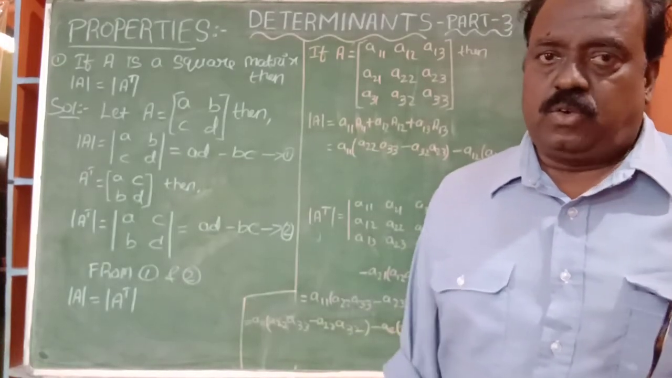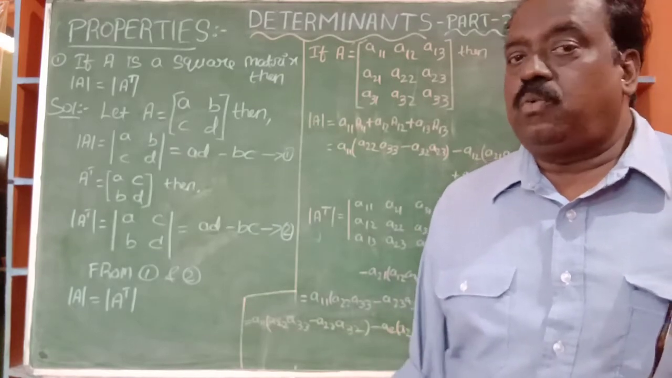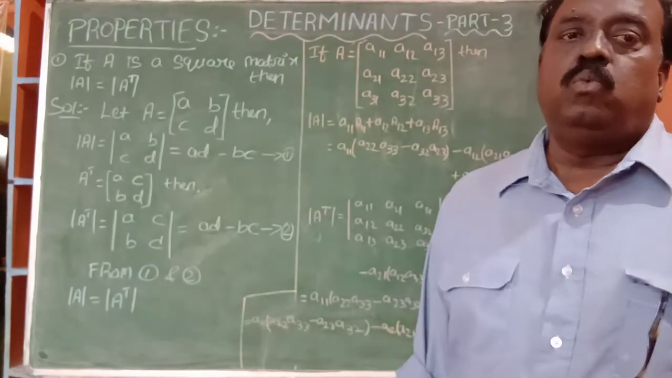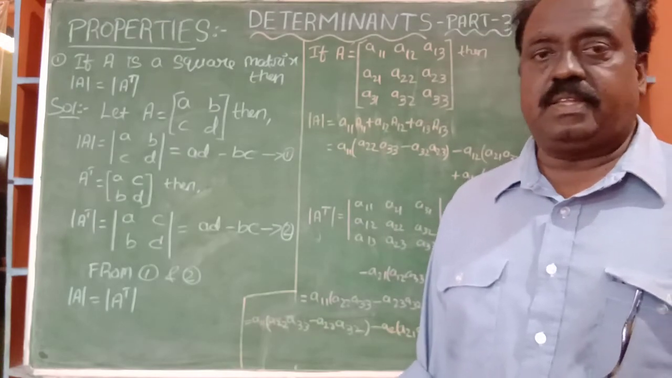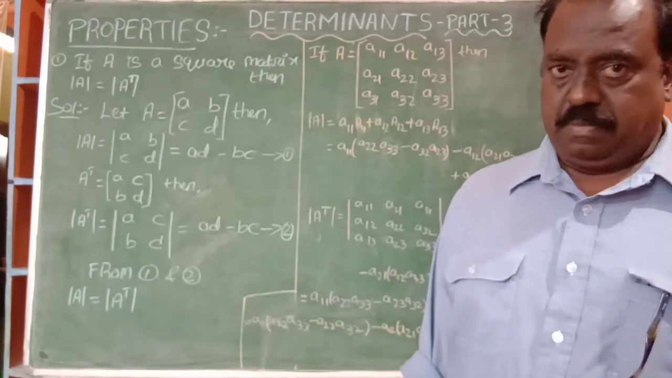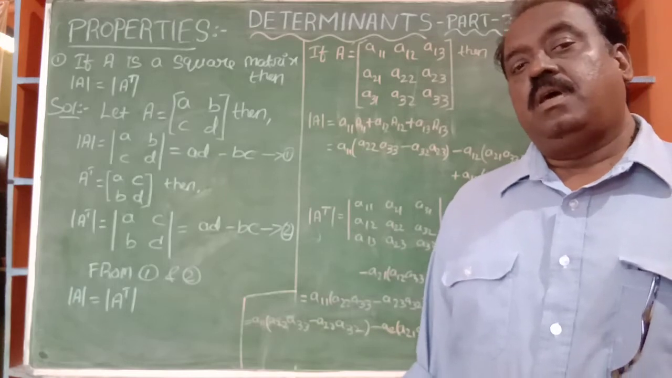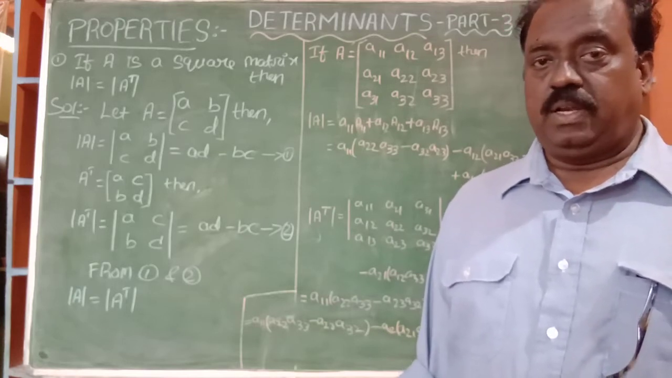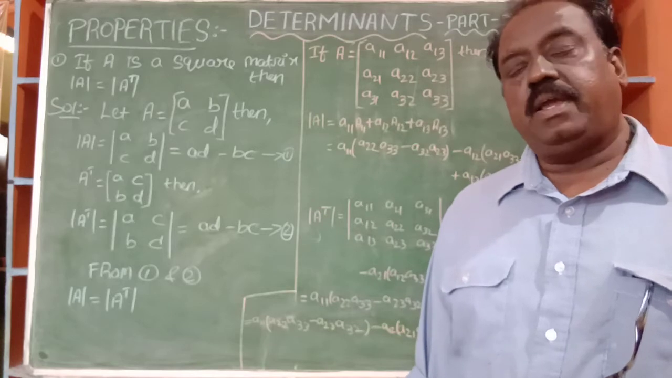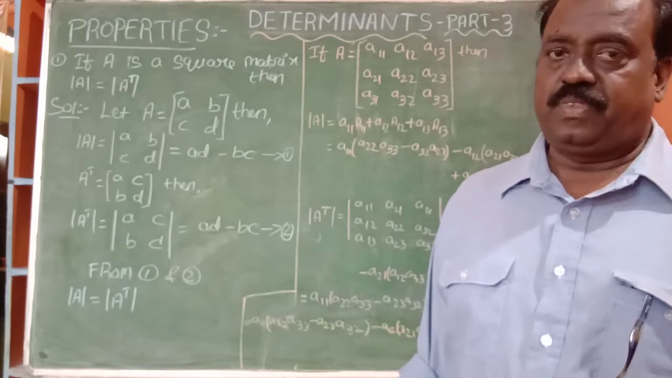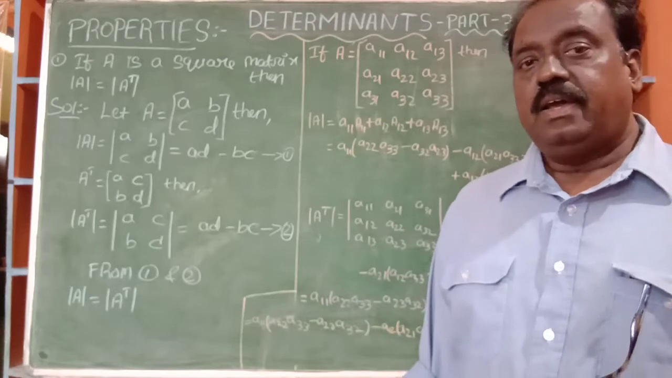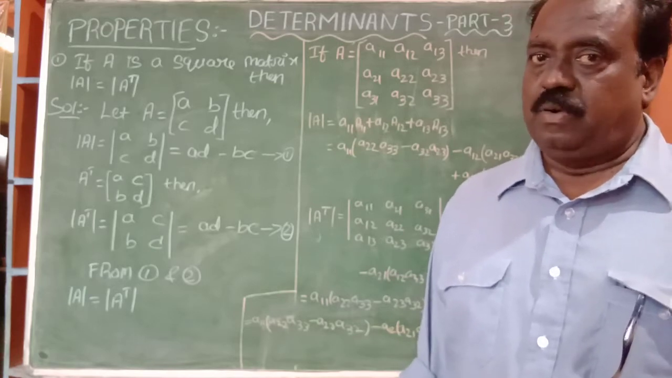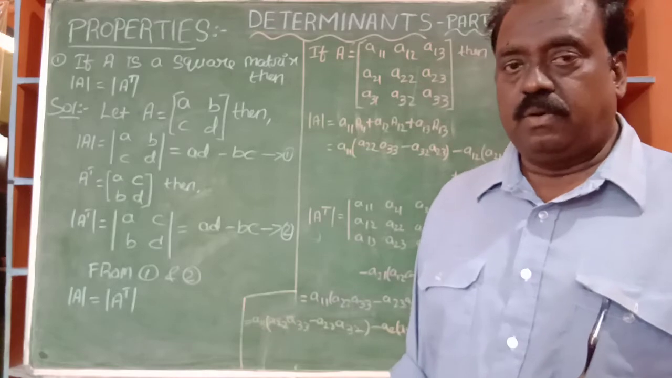In the previous two parts, that is determinant 1 and determinant 2, we discussed the definition of a determinant for a 2 by 2 matrix and for a 3 by 3 matrix also. Before that, we defined the minor and cofactor. The minor and cofactor are useful to find the determinant of a 3 by 3 matrix. Okay, now that is over.